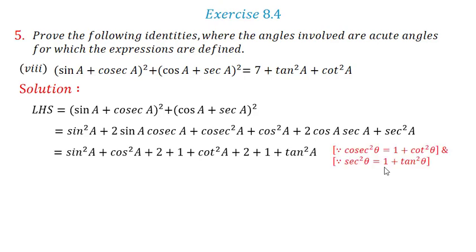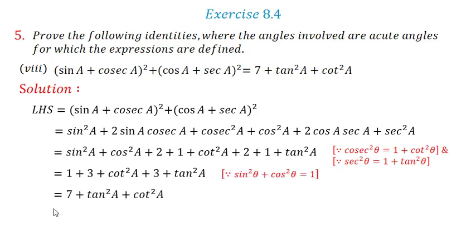So let us write. Now sin square plus cos square plus 2 plus this cosec square I have written as 1 plus cot square A, plus 2 plus sec square I have written as 1 plus tan square A, and this cos square A I have written with sin square A, so that I can apply the identity. Now this is 1, this is 3, this is cot square A, this is again 3 plus tan square A. So finally I get 7 plus tan square A plus cot square A, which is my right hand side. Hence I have proved that (sin A plus cosec A) the whole square plus (cos A plus sec A) the whole square is equal to 7 plus tan square A plus cot square A.